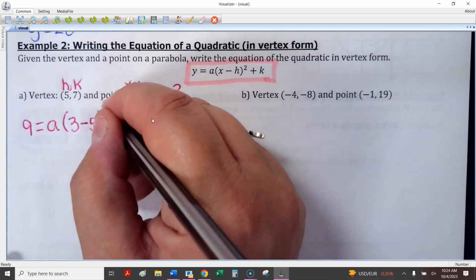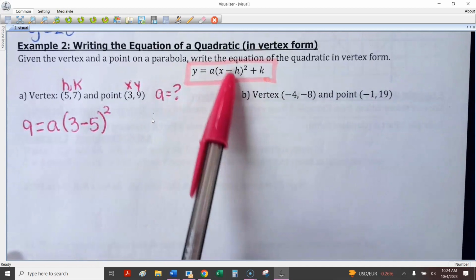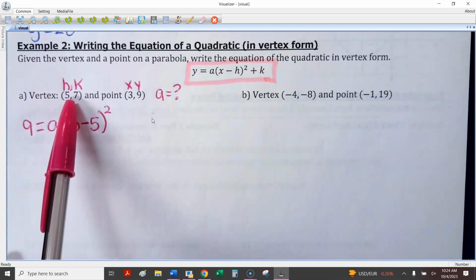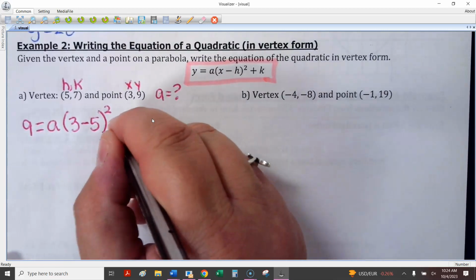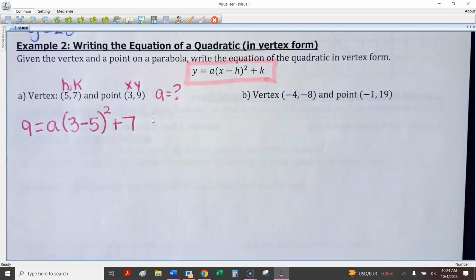So it's kind of like the opposite of what it looks like. It's because I'm subtracting that h value. The k value just goes right out to the side of the parentheses, so I'm just going to put +7 if it's positive. If it's negative, I would put a minus.